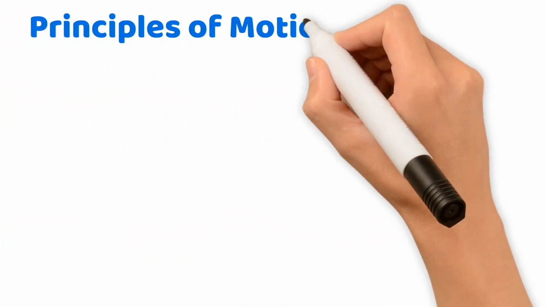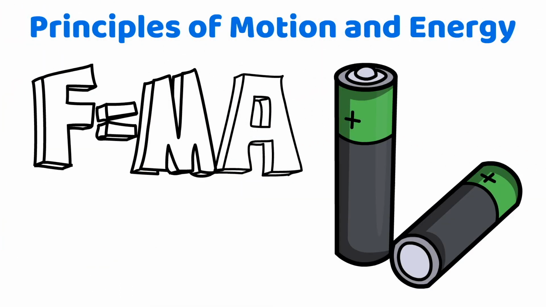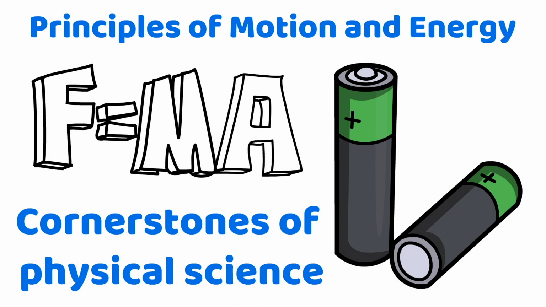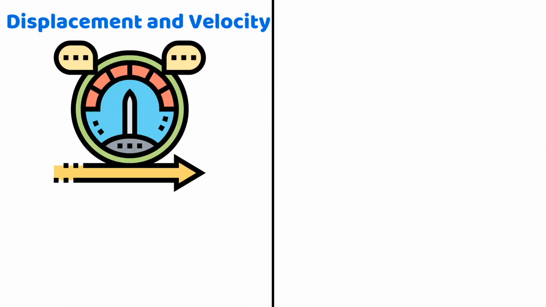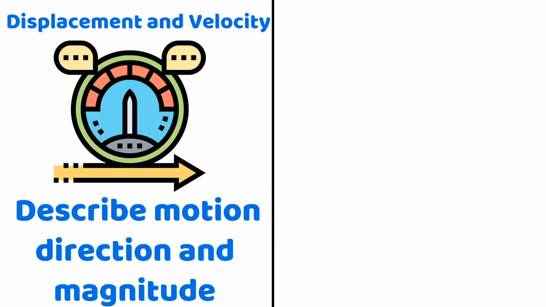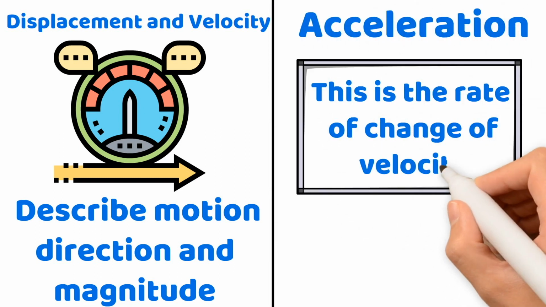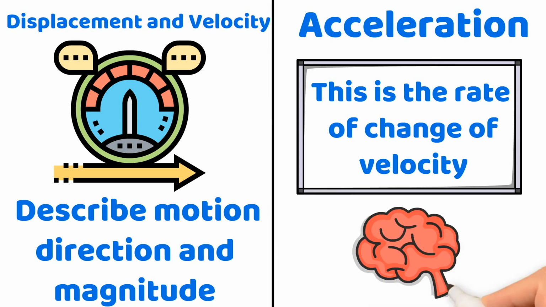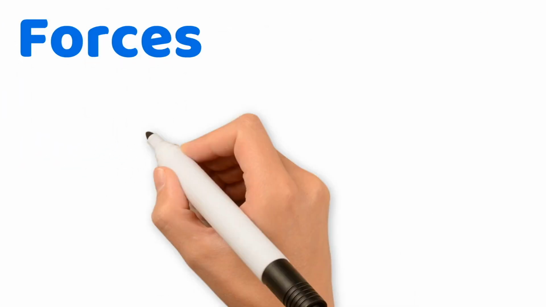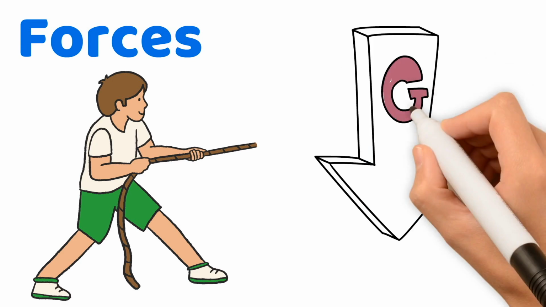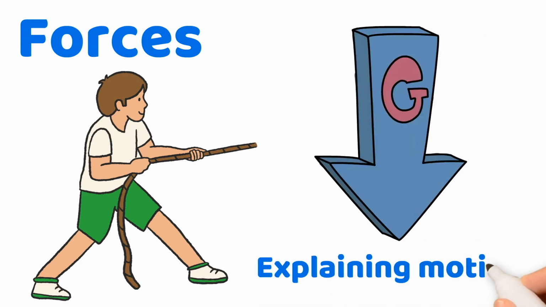Principles of motion and energy. Motion and energy are cornerstones of physical science. Displacement and velocity. These vector quantities describe motion direction and magnitude. Acceleration. This is the rate of change of velocity, a key concept in understanding forces. Forces, understanding the push and pull, including gravity and magnetism, is essential for explaining motion.